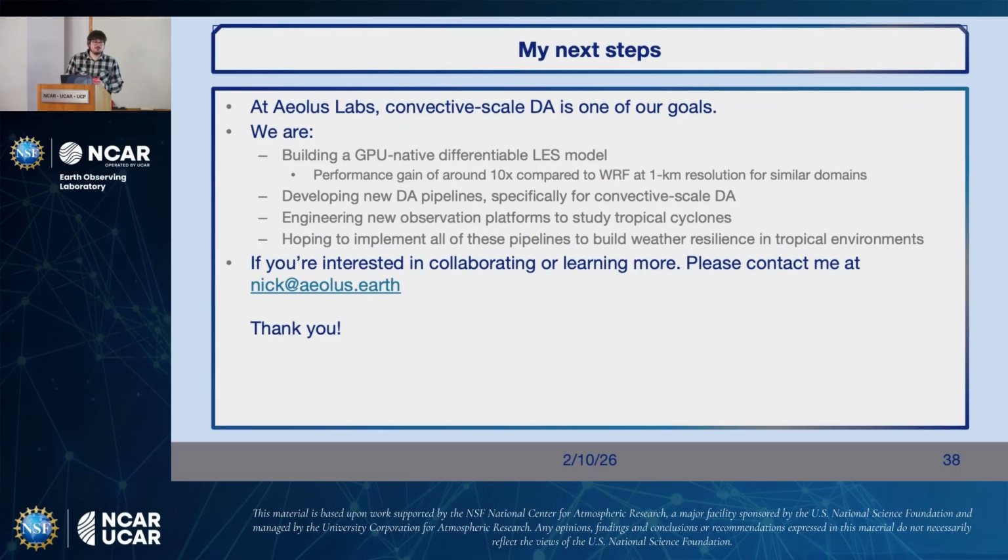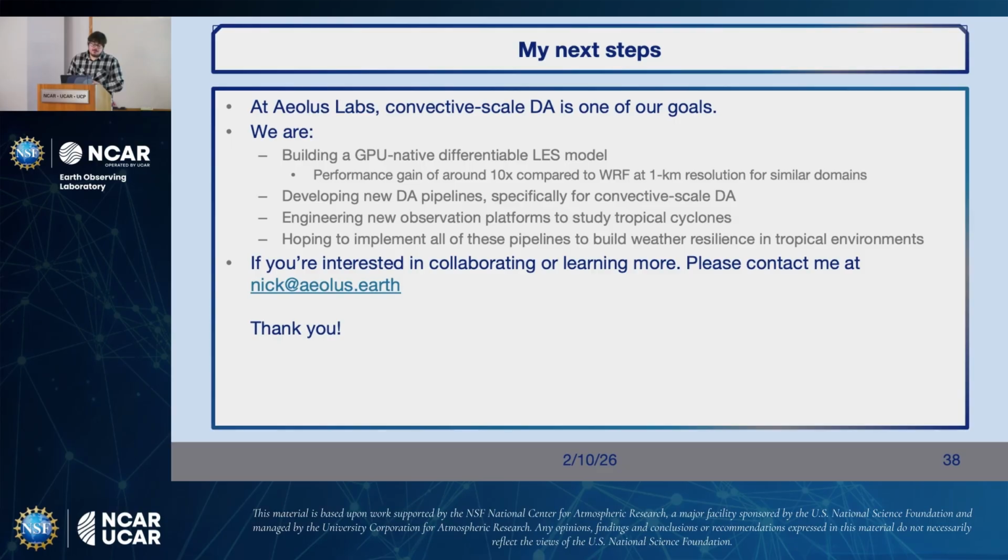And so I'm going to spend a moment here to talk about what I'm doing right now at Aeolus Labs. Convective scale data assimilation is one of our goals. We're currently trying to solve this problem by building a GPU native differentiable LES model. This has about a 10 times speed upgrade from WRF at similar resolutions. Obviously, WRF is not really made for 1 kilometer resolution. You can run it at that, but for 1 kilometer resolution, things like LES, and something like this, is I think the best way to go about that.